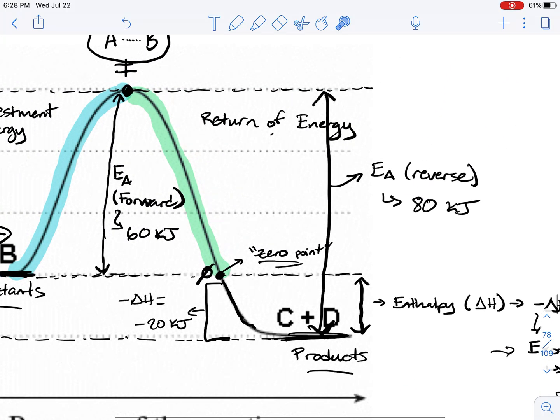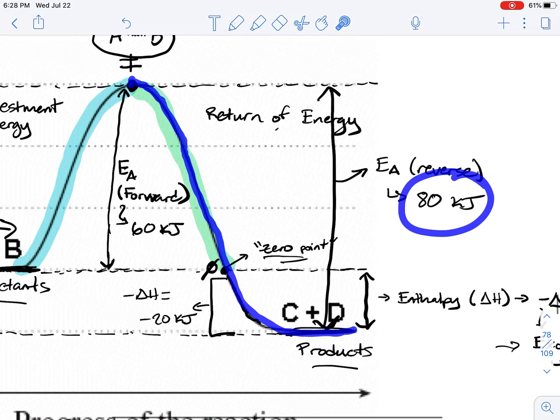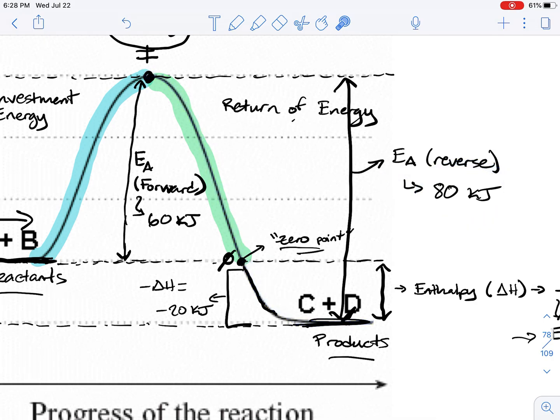So once again, you guys can think about this 80 kilojoules as going from the products to the transition state. And so that height, that increase, is going to reflect 80 kilojoules, which is the activation energy in the reverse direction.